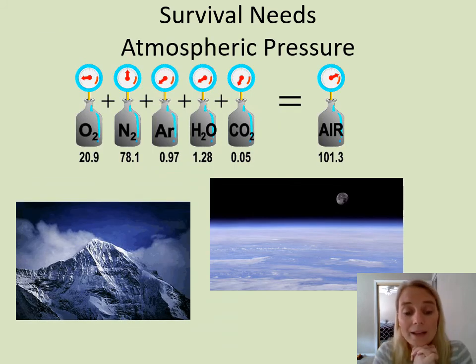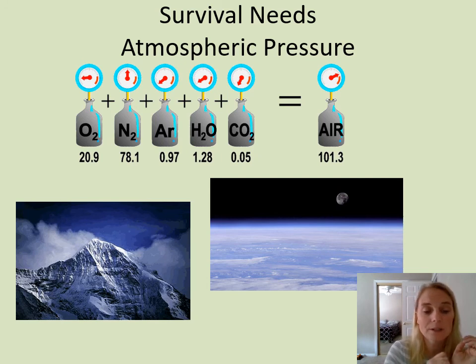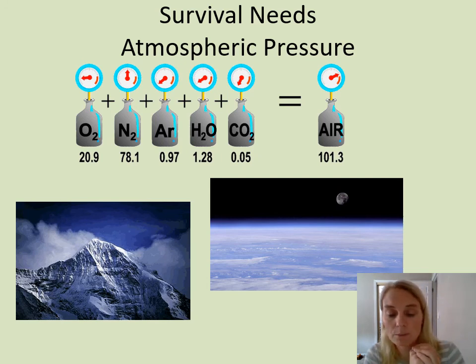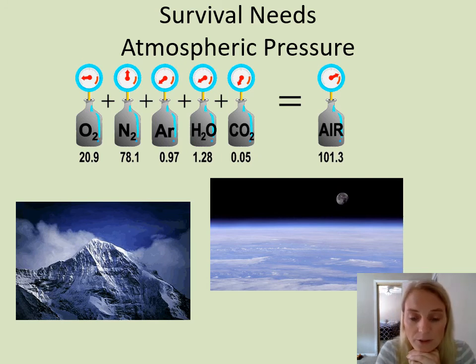All right, and then the last thing, which seems a little bit abstract, but we'll put it in here because the book talks about it, is atmospheric pressure. So I've got a picture of Mount Everest on the left and a picture of our moon outside of our atmosphere on the right there.